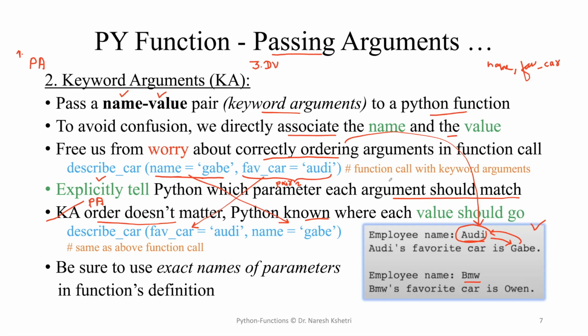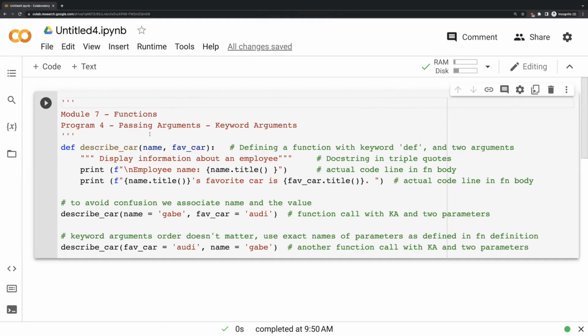The only thing we need to be sure of is that we use the exact names of the parameters in the function definition. That means whatever we defined in the function, this name should be exact: fav_car and name. These two must be exact. Now that we understand the basic concept of keyword arguments, we will see the program implementation in Google Colab. The program is here.